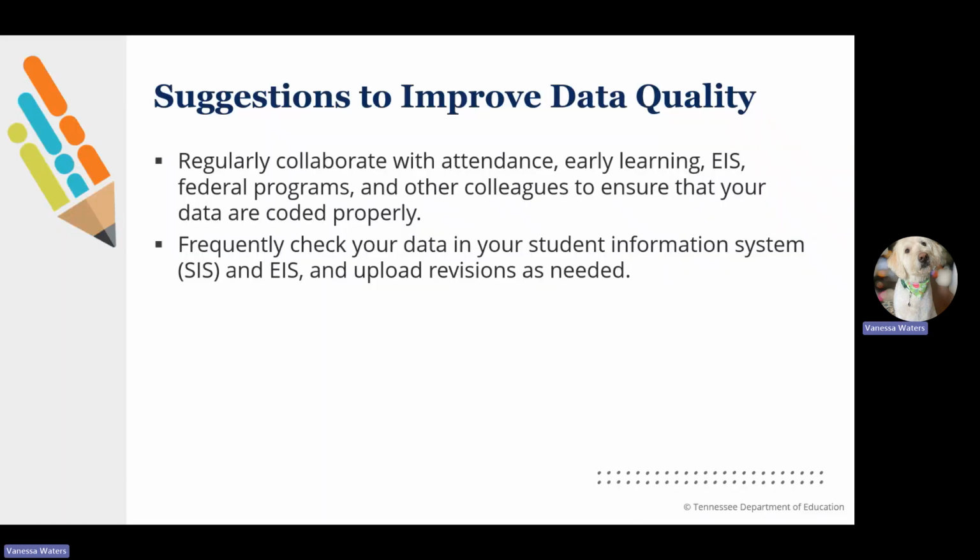So let's look at suggestions to improve your data quality. After this session, you want to be sure that you're regularly collaborating with your attendance team, your early learning team, EIS and federal programs, and other colleagues to ensure that your data is coded properly. You want to be sure to frequently check your data in your student information system, your SIS, and your EIS, and upload revisions as needed. Again, if you're communicating your information with other administrative team members, the better quality you'll have for your data collection.